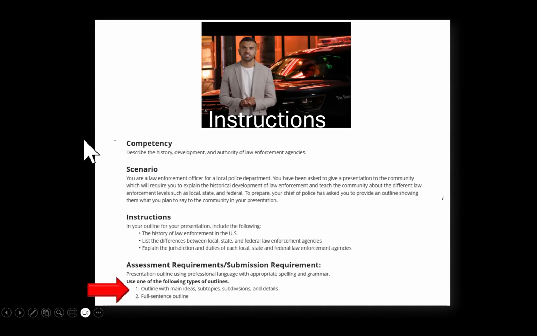Outline with main ideas, subtopics, subdivisions, and details, or use the full sentence outline. When in doubt, I encourage you to provide more information. You can do that by using the full sentence outline. I encourage you to listen to this. It takes about 1 minute, so we're going to go ahead and listen.